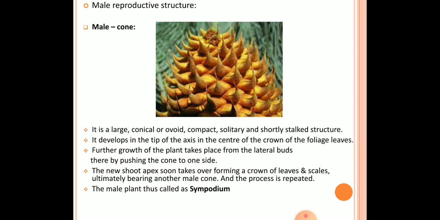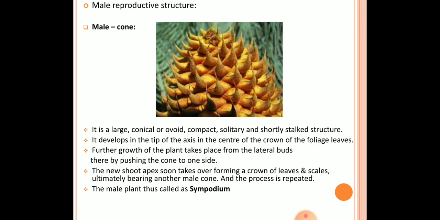Vegetatively, it reproduces just by the budding process. Usually the vegetative reproduction takes place especially at the base of the plant. Sexually, it reproduces by different gametes. Usually they are sexually dimorphic in nature.